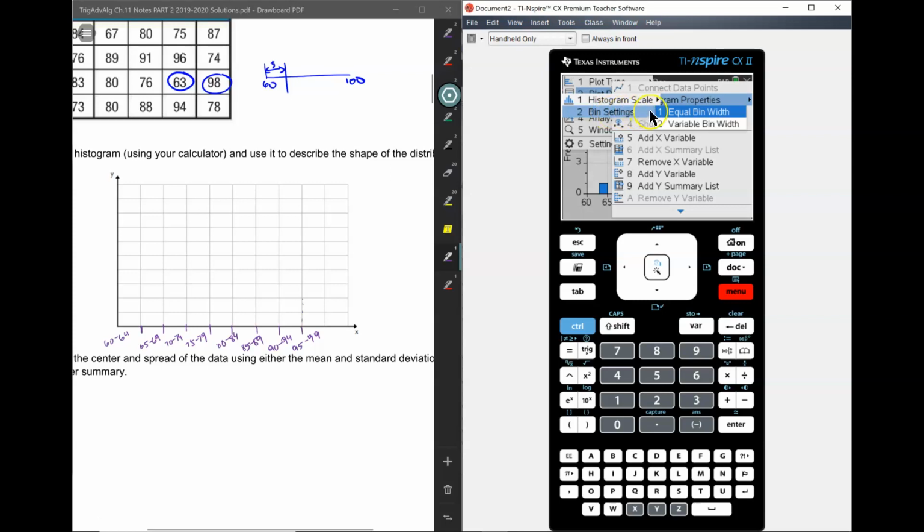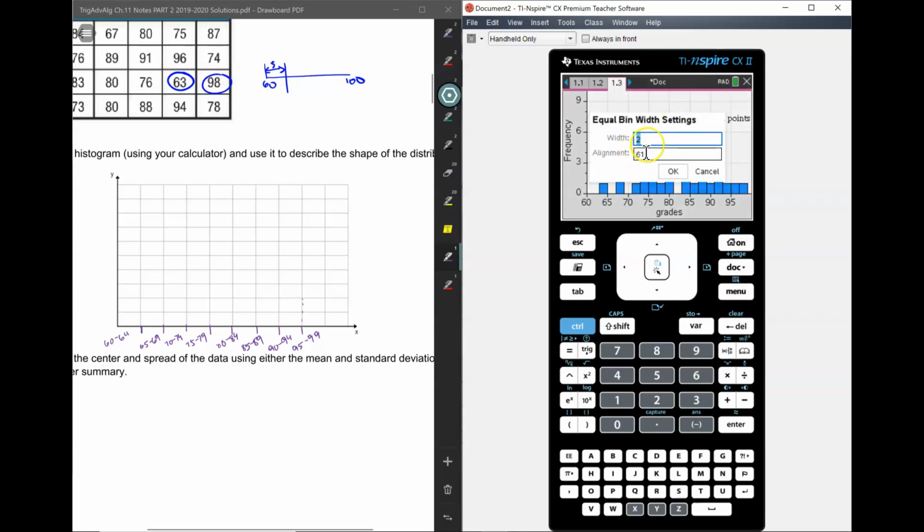I want my bin settings to have equal bin width. I want the width to be 5, right? From 60 to 64. The alignment, let's make the first one 60. Press OK. Okay, look at that. That's what it looks like, right? Isn't that beautiful? And now when you look here at each of the points, look at this one.